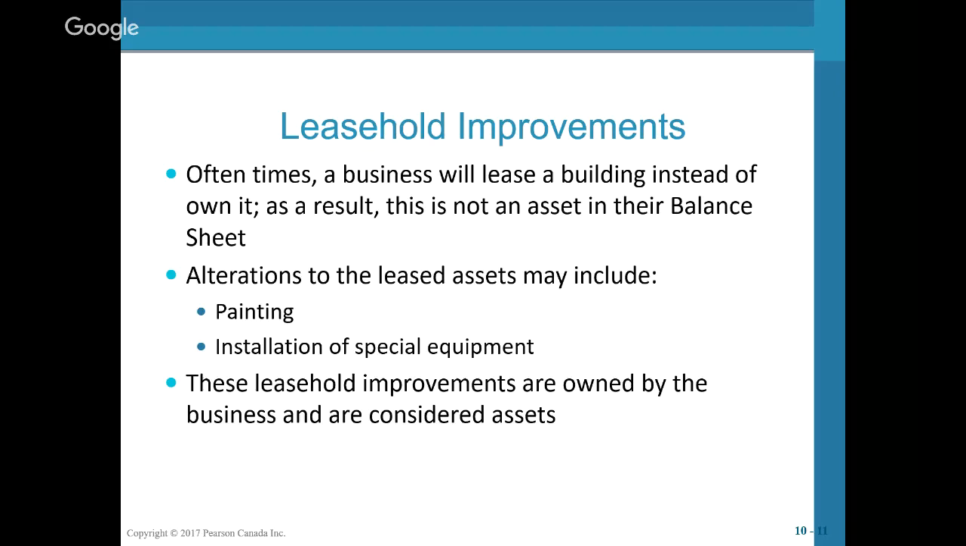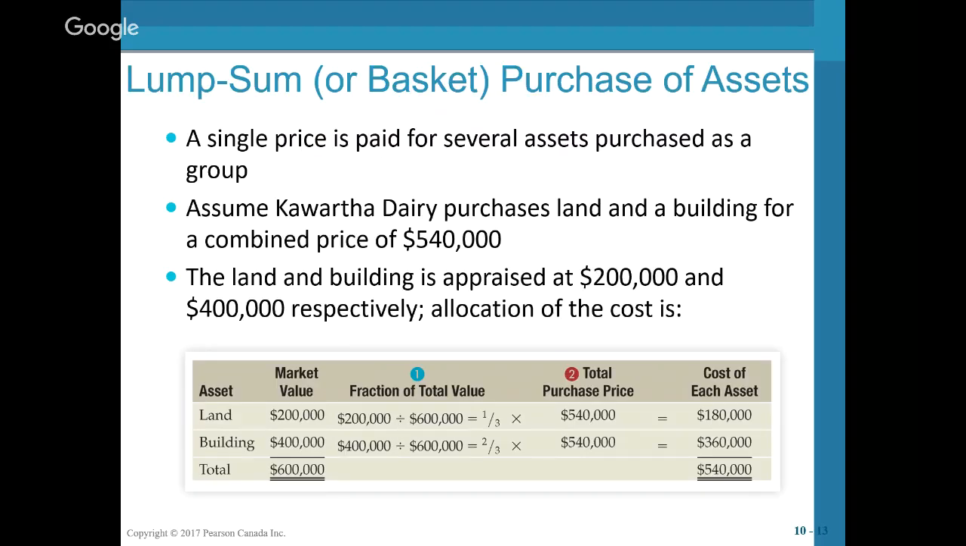Okay, the next thing we're going to look at here is this idea of a bulk purchase or a basket purchase. I will tell you right now, guys, as a friendly hint, this tends to get tested fairly heavily. It's a really common thing to happen, right? Where you buy land and building or you buy different assets together at the same time. So here you're paying a single price for several assets as a group.